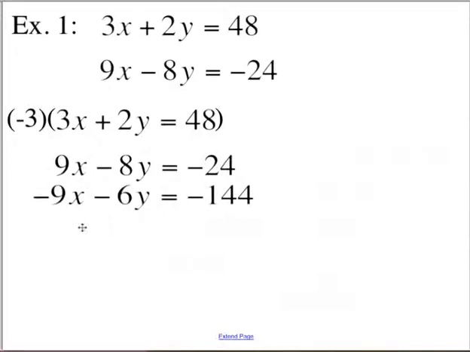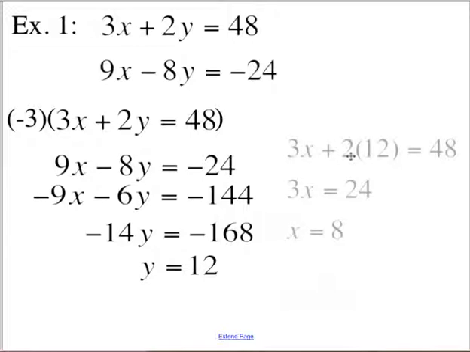Now when I add these two equations together, the x's are going to cancel, and I get negative 14y equals negative 168. Divide both sides by negative 14, and you get y equals 12. So just remember, you're not done. You need to substitute that back into one of the equations to solve for your x value.